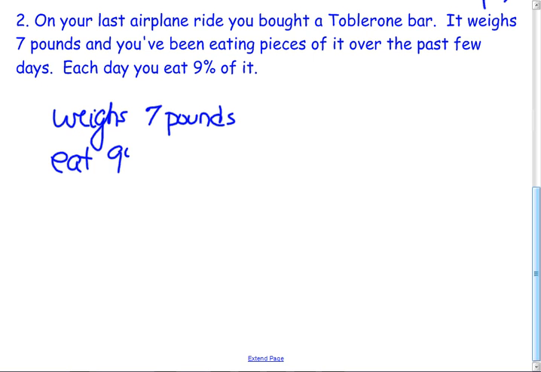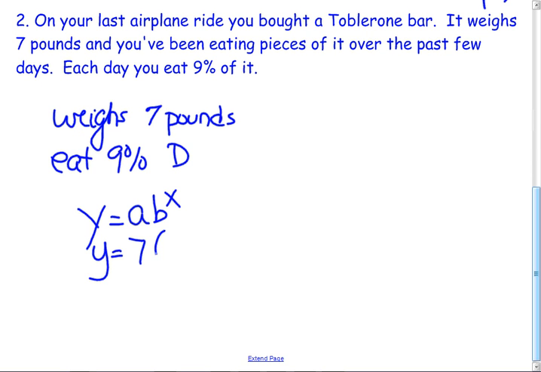9%. Is that decay or is that growth? It's decay. Okay. Y equals A B to the X. What's the starting value? 7. Good. Now the hard part is getting that common ratio.